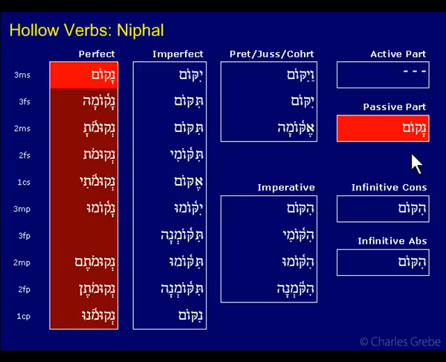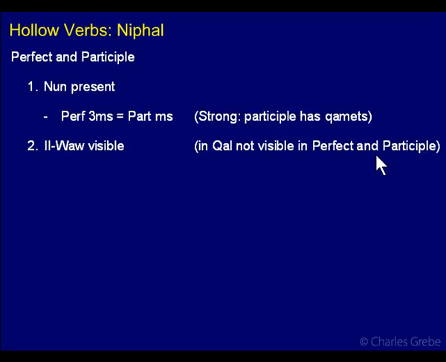Well, in the hollow verbs, that goes to holem vav, because this is a middle vav verb, and so these forms actually collapse together, and they're both the same. Naqom, naqom. You cannot distinguish the two. In the strong verbs, you can. In the hollow verbs, the hollow Niphals, you can't. So the strong verbs, the perfect has the patach, and the participle has the qamets. In the hollow verbs, they both have holem vav.